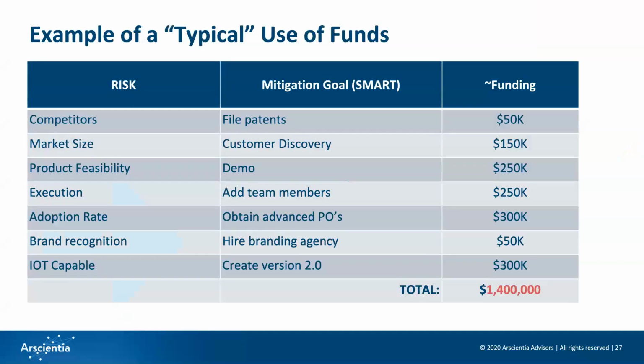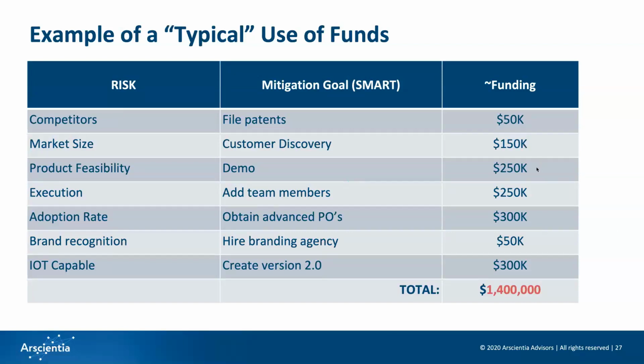Thank you. So here's a cartoon example that we put together. Here's a bunch of risks in the left-hand column. So you have competitors. Is the market big enough? Does the product actually work? Can you execute well? What's the adoption rate? If it's really slow, then investors won't make the return on investment that they want. Is it brand recognition? Is it IoT capable or not? Maybe for some, in this case, some people want it to be IoT capable or not.